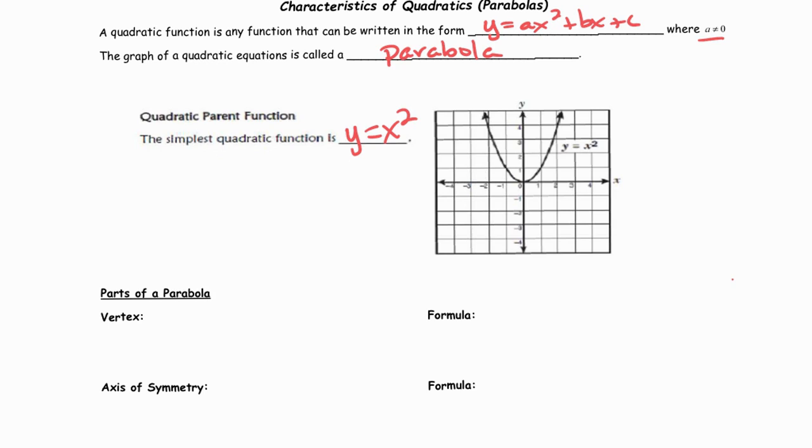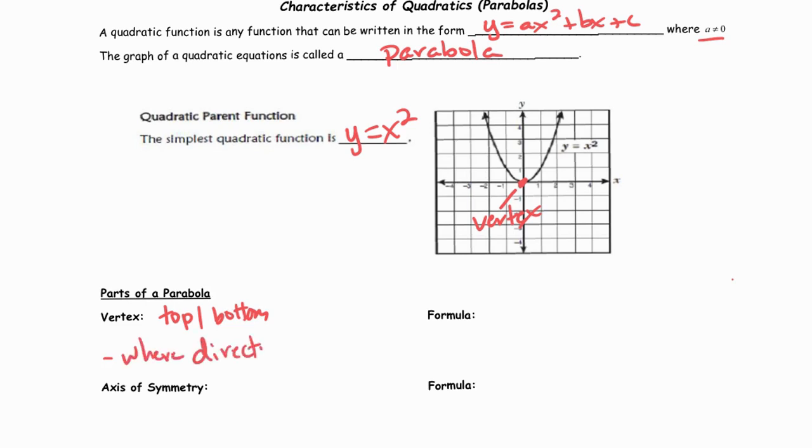Now, there are two parts we're going to talk about first. We're going to talk about the vertex, and the vertex is this point right here. You've heard of vertex before. You've heard it probably in terms of vertices when you talked about different shapes. But the vertex on a parabola is either the top or the bottom. More importantly, it's where the direction changes. So I always put that in the notes, where the direction changes.